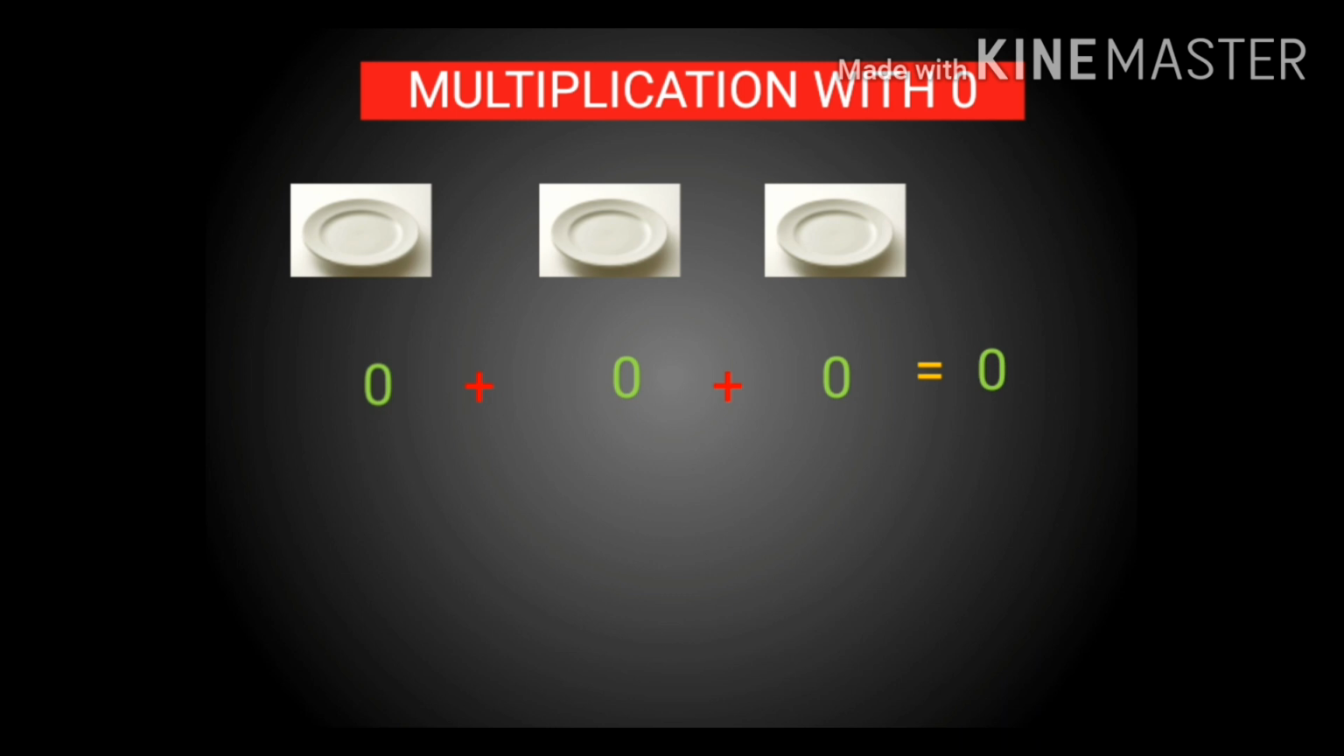Now, how do we write this in the multiplication form? How many zeros are there? 3 zeros, isn't it? So let us write it as 3 into 0 is equal to 0. So 3 times 0 is equal to 0. So you have multiplied 3 with 0 and the answer is 0. Now let us see one more example.